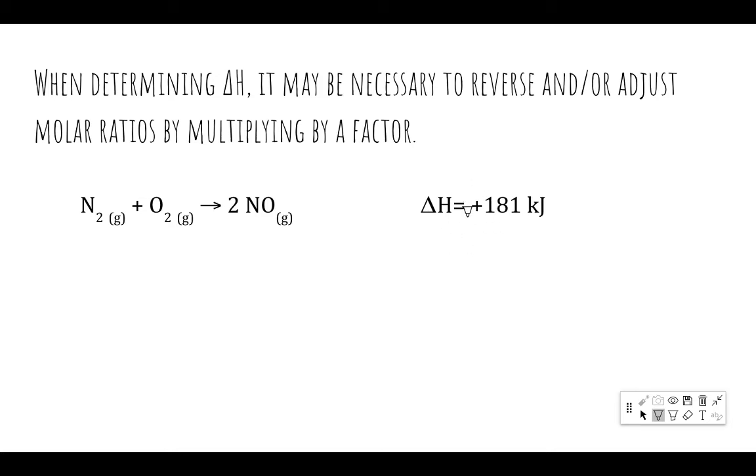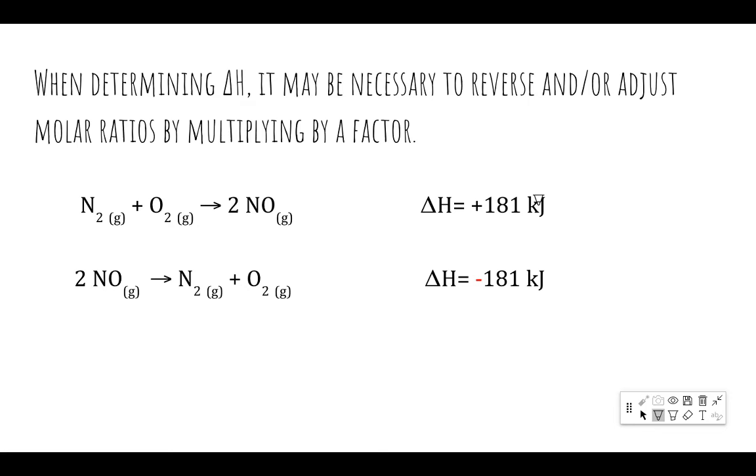So right now it's positive. When I flip this reaction, the delta H of that reaction is a negative 181 kilojoules, right? So this particular reaction has a negative delta H value. This particular reaction has a positive delta H value. So that's our first change. If you're reversing a reaction, the sign of that delta H will change.